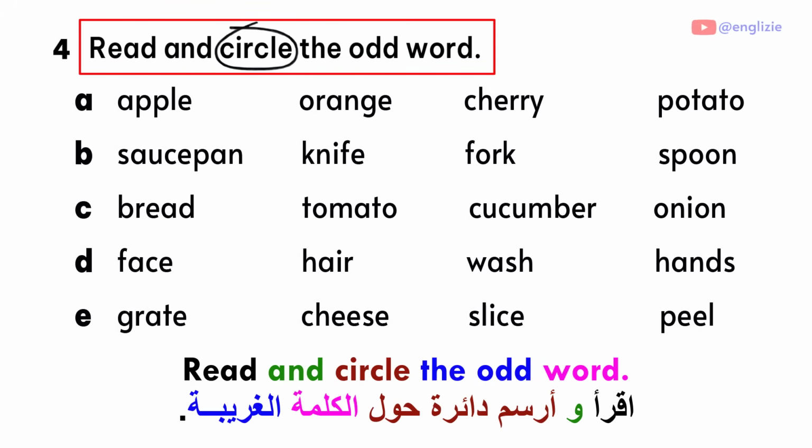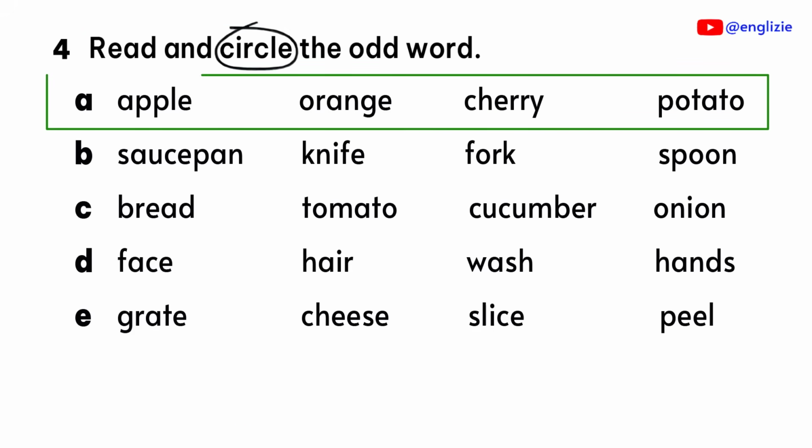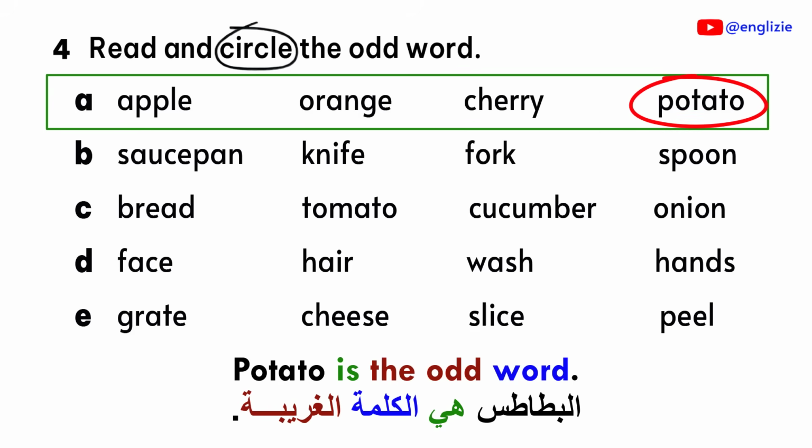Read and circle the odd word. A. Apple, orange, cherry, potato. Potato is the odd word.